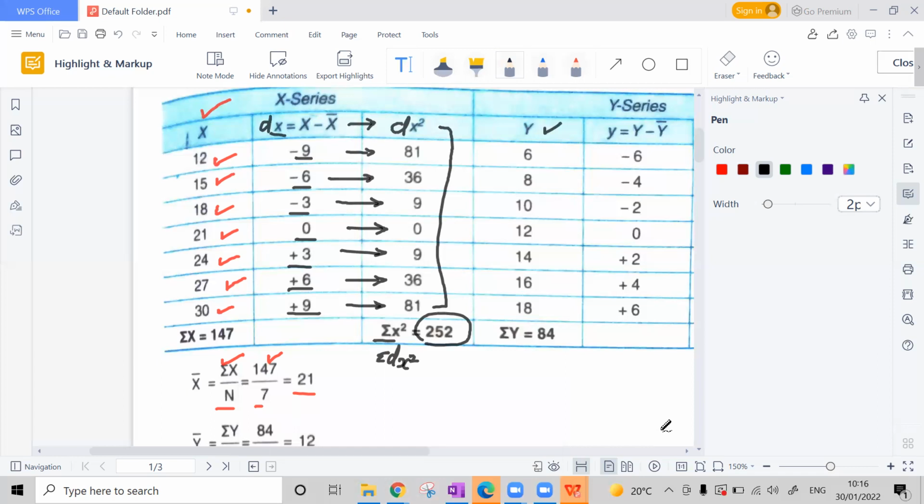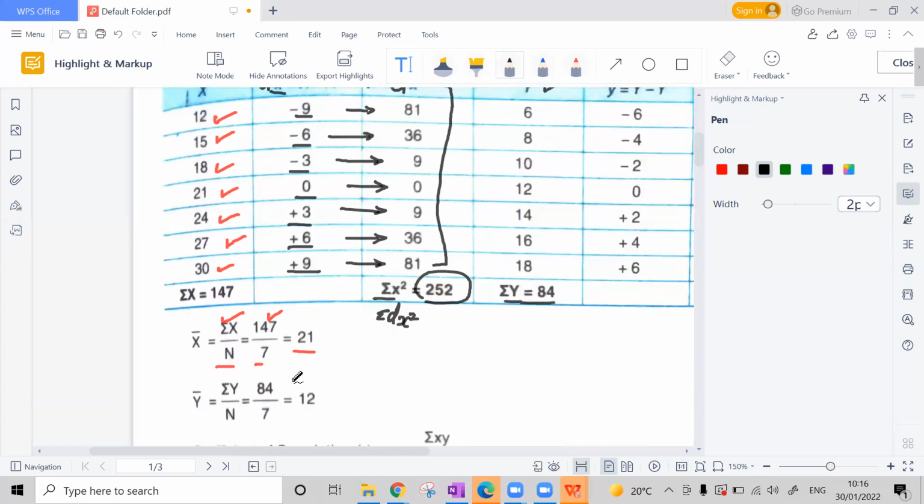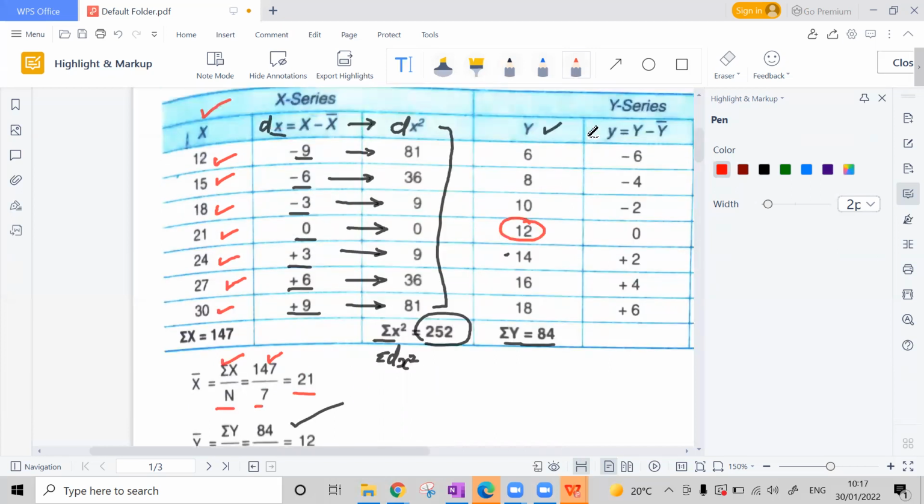Then beta, for y, again the same procedure. First I will calculate the mean of y. So the mean of y here is 12, as you can see, 84 divided by 7. Mean of y is 12. Now as soon as the mean of y has been calculated, I will calculate the deviation of y, that is dy. Y minus the mean.